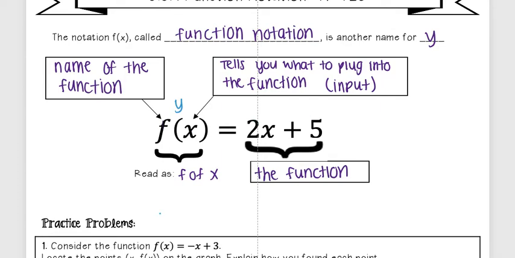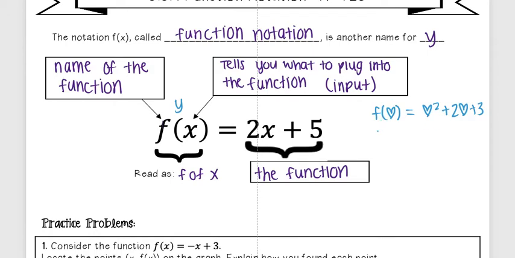So let's not use numbers. Let's say I had, I don't know, f of heart is equal to heart squared plus 2 heart plus 3. Okay, so this is my function here, heart squared plus 2 heart plus 3. My function is f, and what I put into my function was heart.